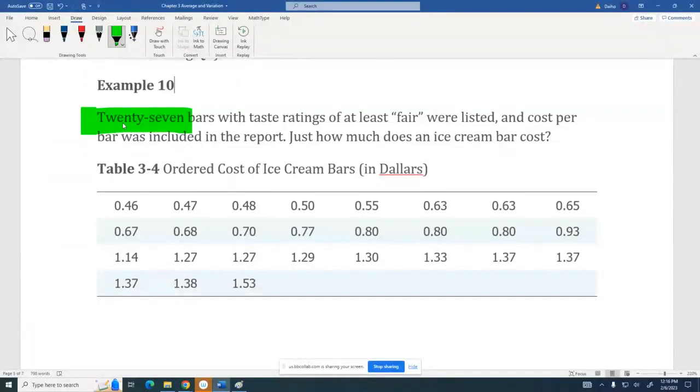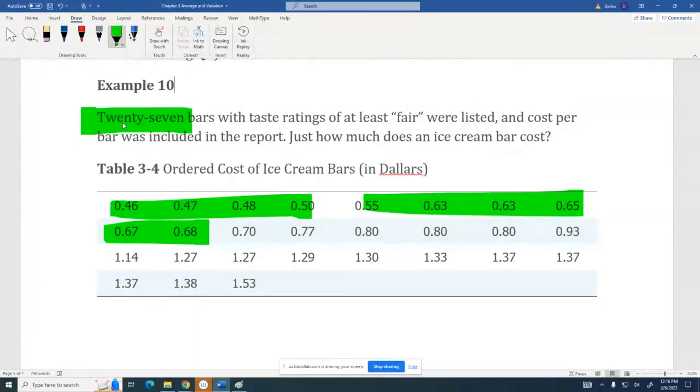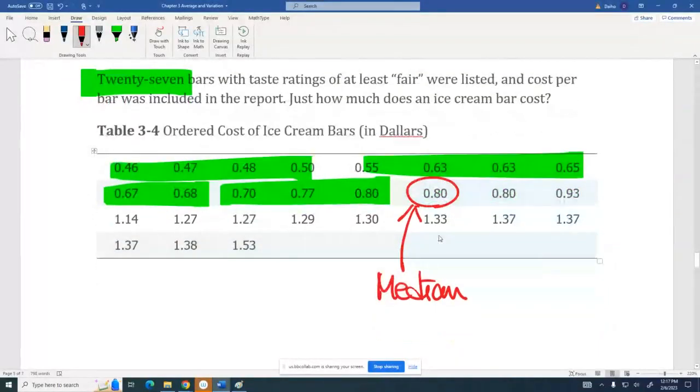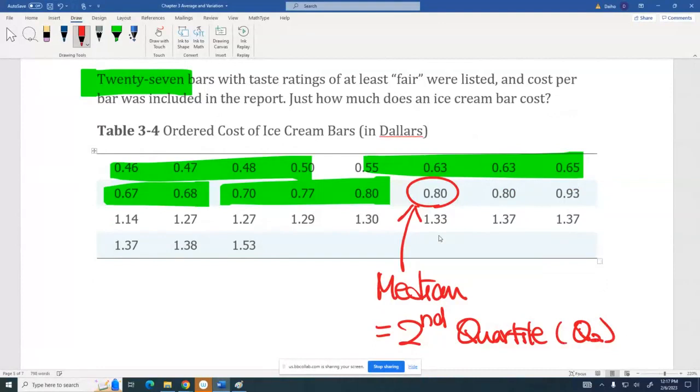So let me count 13. So here is the 4, 4, 8, 10, 13. Who is the median? The second 0.80 will be the median. You remember how you got the median? Now it is the second quartile, Q2. Okay, it is the second one.